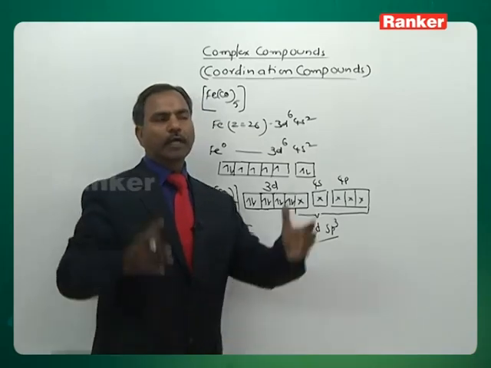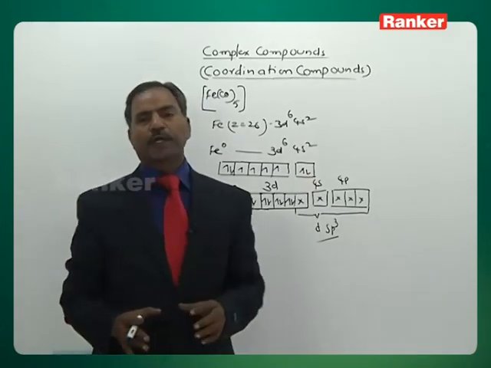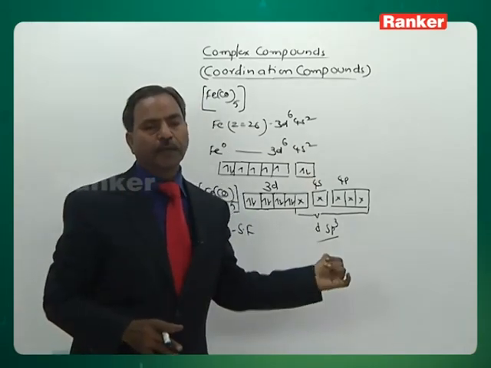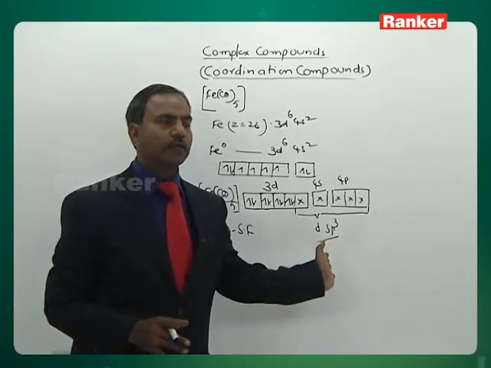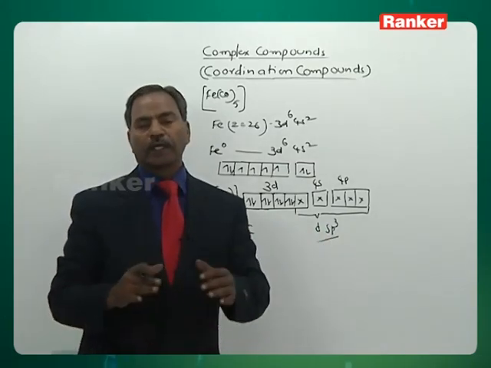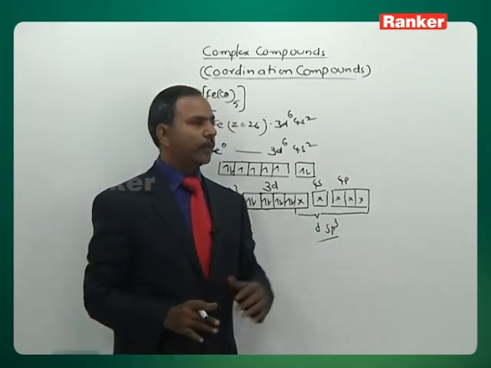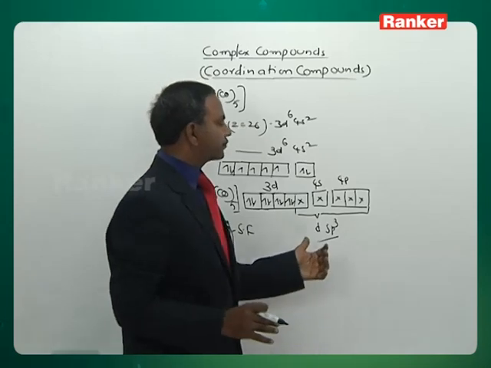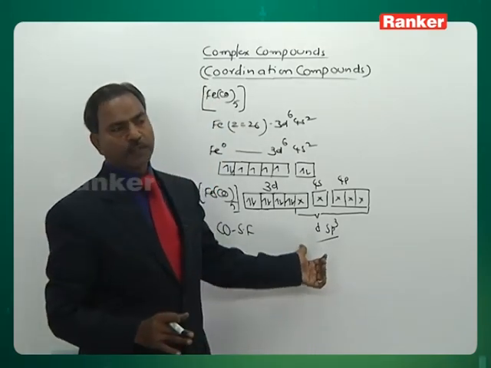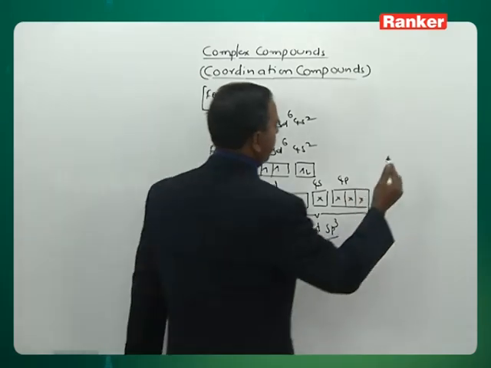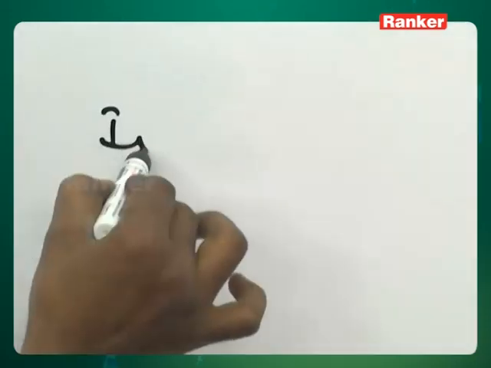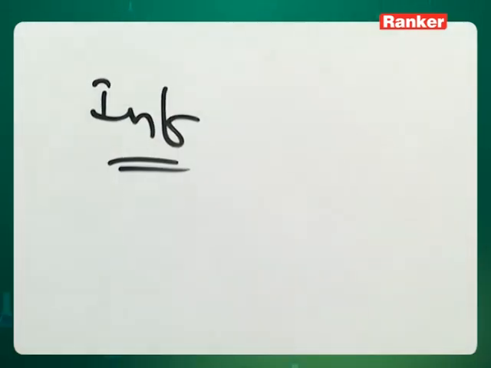Then, you know, in each hybridization, what is the geometry? dsp3 hybridization gives rise to a trigonal bipyramid geometry. Now let us see the information about this particular complex. I am writing the information on the board. Look at the board: information about the complex.